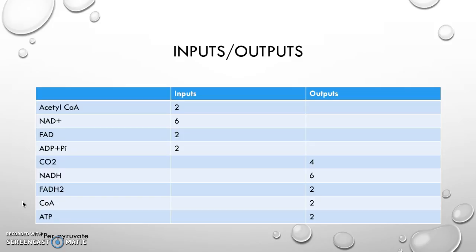As a note, this is per 1 molecule of pyruvate, and therefore there are double the outputs for every molecule of glucose.